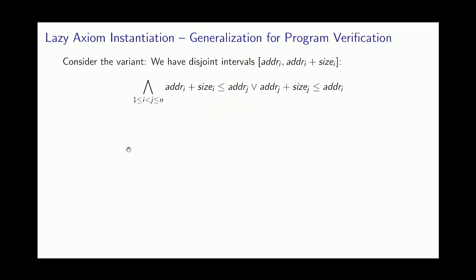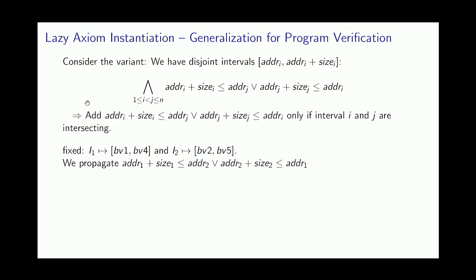To generalize this a bit more, consider this variant of the problem, which wants to make sure that if we have a set of intervals, these intervals should be pairwise disjoint. Each interval is given by a starting address and the size of the interval. We can just add this huge conjunction again, which either says the one interval is strictly before the other one or vice versa. Again, we can do a similar trick by just adding that two concrete intervals are pairwise disjoint if the solver assigns them in a way such that they are intersecting.